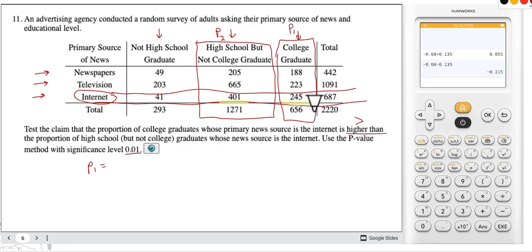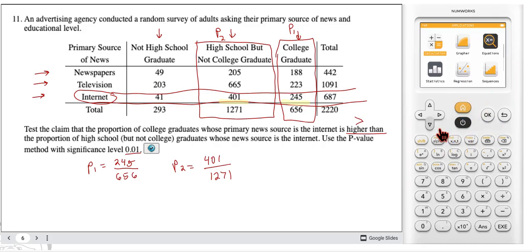Proportion 1 is college graduates. The number that use the internet is 245. So that's the number of successes. Sample size, the total college graduates, is 656. For proportion number 2, we've got high school graduates but not college. Again, 401 is their success number. 401 use the internet out of a sample size of 1,271. And now we have enough information to actually go ahead and run this hypothesis test through our calculator.